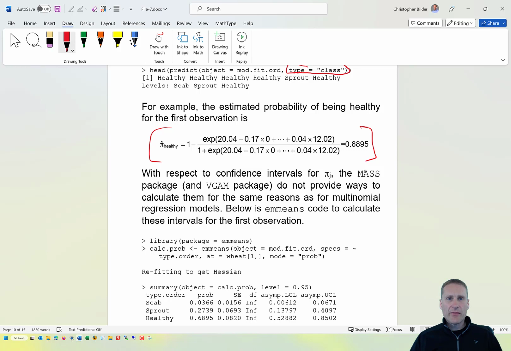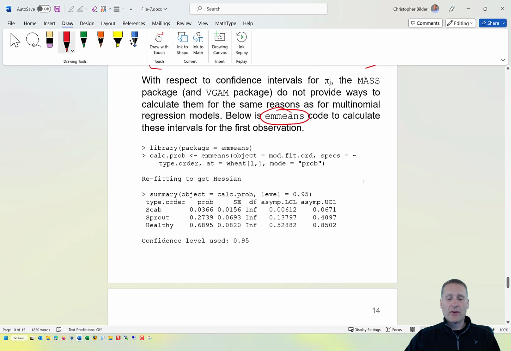Now, what about confidence intervals associated with these pi sub j values? Well, it's similar to what we saw with the multinomial regression model. Unfortunately, the packages that we can use to estimate this model do not provide us a way to find a confidence interval for pi sub j. So what we can do is go back to emmeans and essentially use a very similar set of code for this purpose.